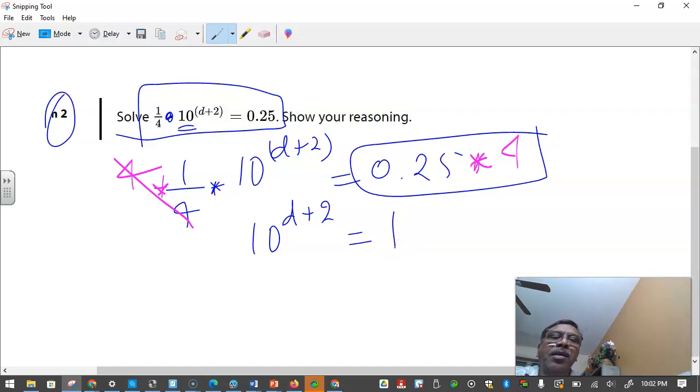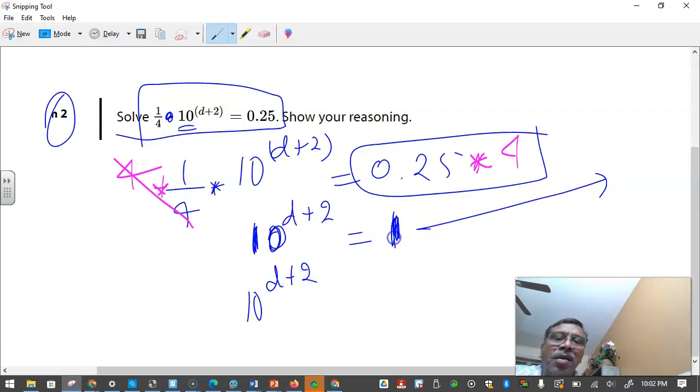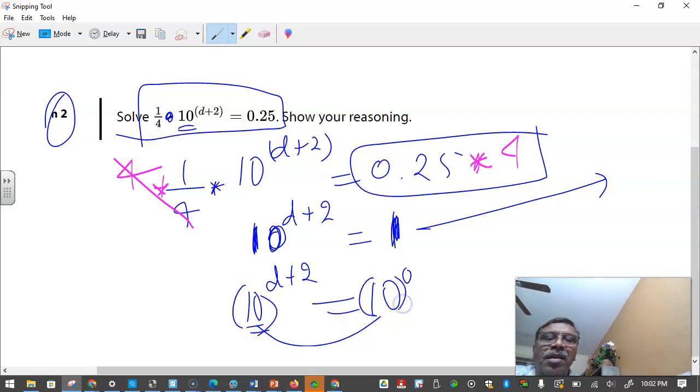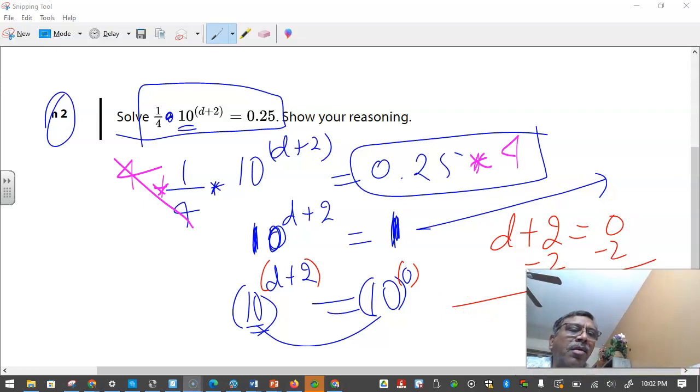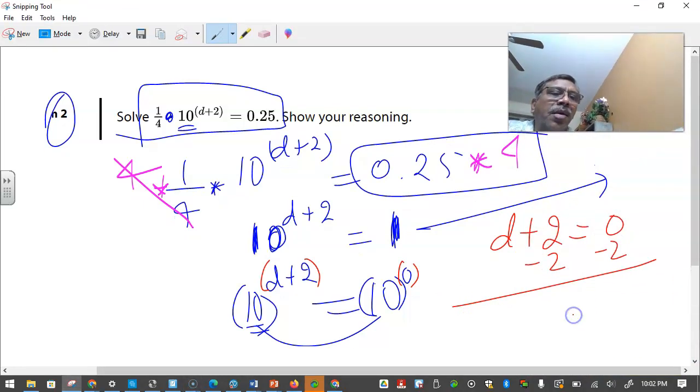Now the question is, two ways you can do it, writing in the log form also. But I will do the easy way. Because there's a 10 here, we can easily write this 1 as 10 raised to 0. So that means both bases are the same. So we can say, if the bases are the same, then the exponent also has to be equal. See? So these are the exponents. So we can say d plus 2 equals 0. Subtract 2, and this goes away. d is minus 2 and you're done.